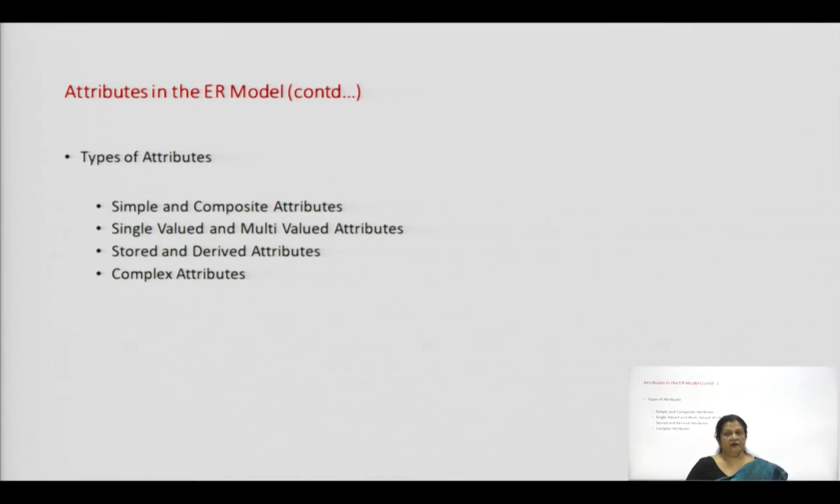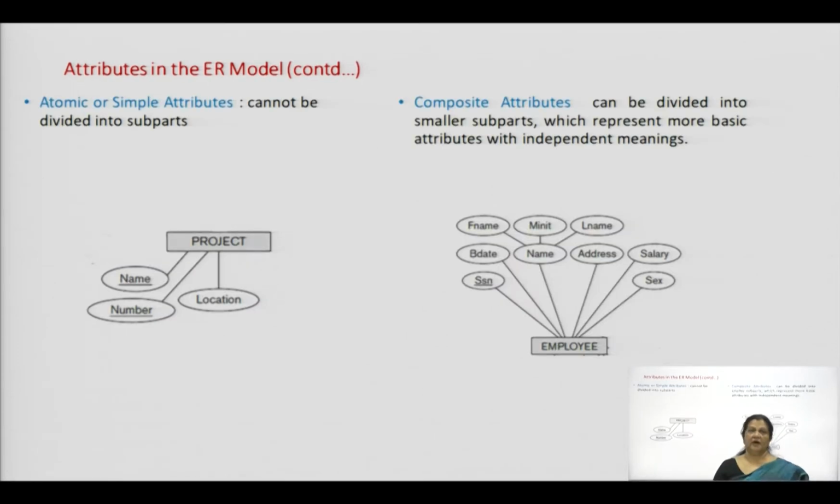There are different categories of the attributes in the ER model. These are the simple and composite attributes, single valued and multi-valued attributes, stored and derived attributes, and the complex attributes. Now, what is an atomic or a simple attribute? A simple attribute is that which cannot be divided into subparts. For example, let us say I have this attribute location.